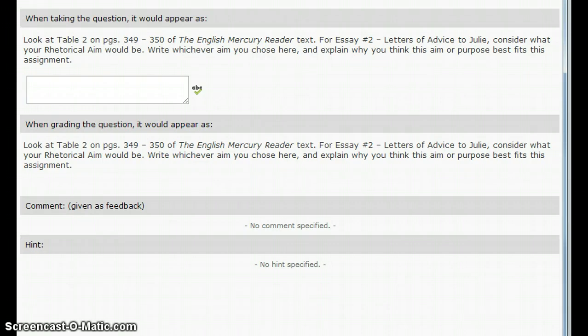Question number 1, if you recall, is this one right here, where I asked you to flip open your English Mercury book and to look at the table on pages 349 to 350. If you can't recall that table, go ahead and pause it right now. You can take a look back. And I asked you to think about what the rhetorical aim is for Essay 2.